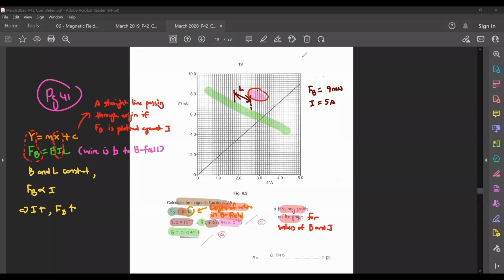Now, just be careful about your final answer. If you have written your magnetic flux density as 0.04 Tesla, this is really just 1 SF only. Most of the time, they don't accept answers with 1 SF. Your answers must be minimum 2 SF and maximum 3 SF. Okay, just one thing to note.